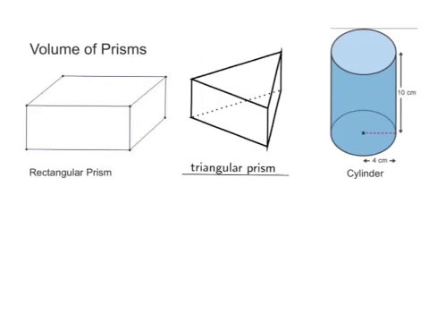Welcome to finding the volume of prisms. Here we have three different prisms: rectangular, triangular, and cylinder. But we are going to use a similar method of finding the volume for all three.